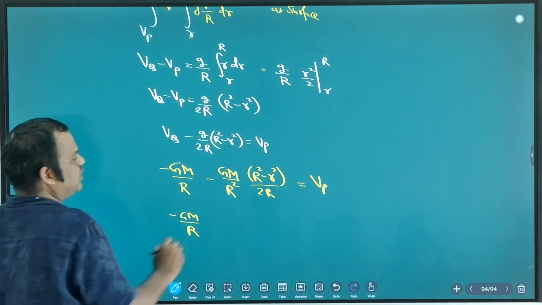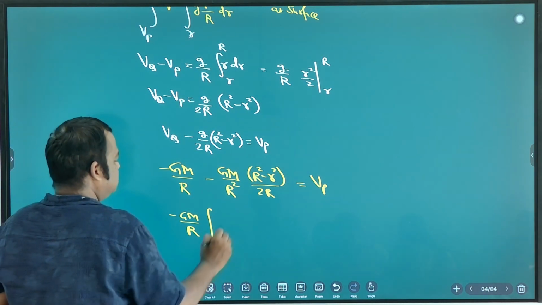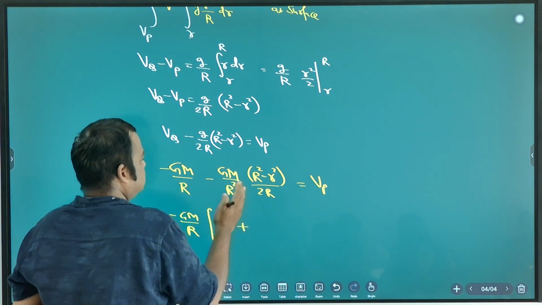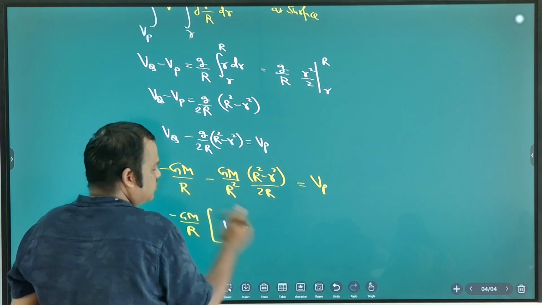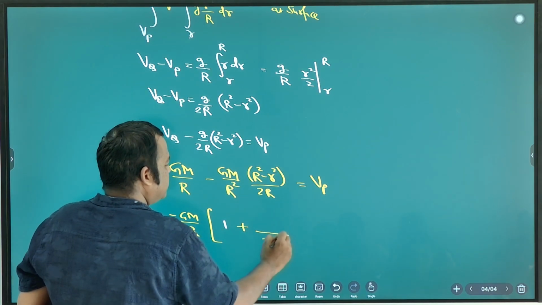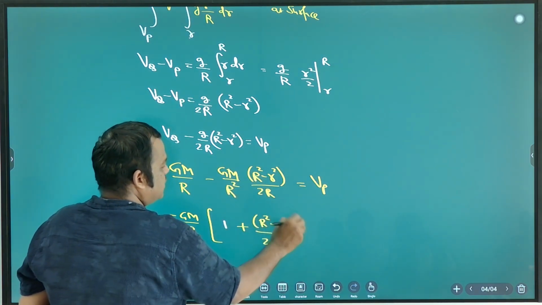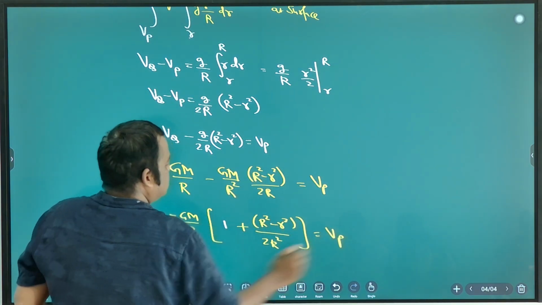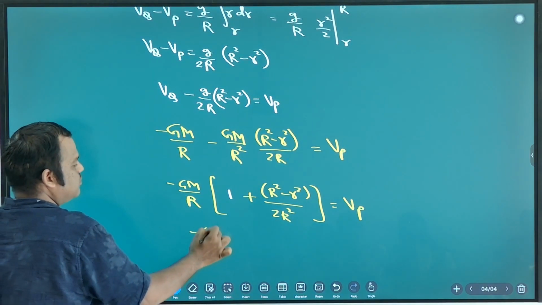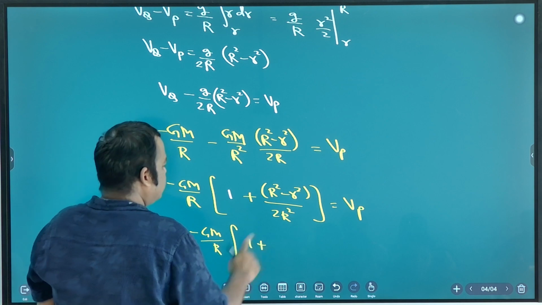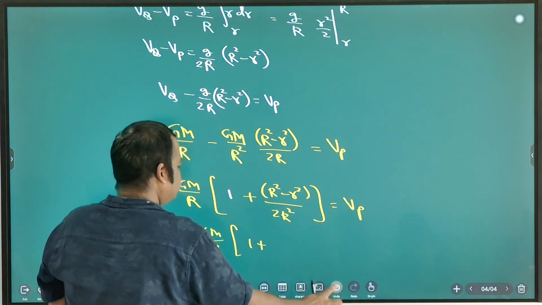Minus Gm by R common. So 1 plus, minus Gm by R common. So 2R square here, R square minus small r square numerator. Okay, so this is Vp. So minus Gm by R, 1 plus. Okay, now solve this.